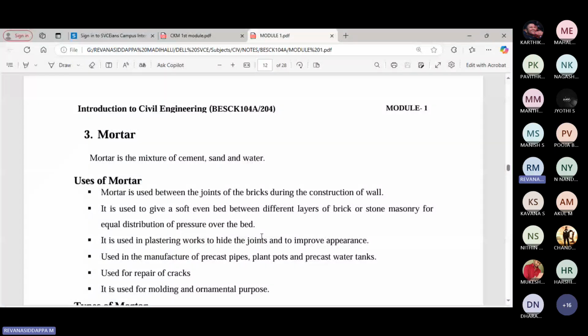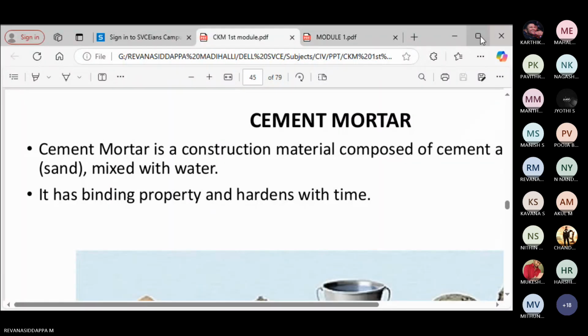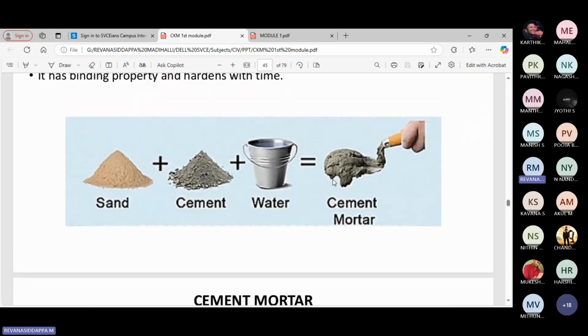Now the next important building material is mortar. Okay, what is mortar? Anyone? You can see this picture and you can tell the definition of mortar. It is the mixture of cement, sand, and water. The mixture of cement, sand, and water will constitute the cement mortar.